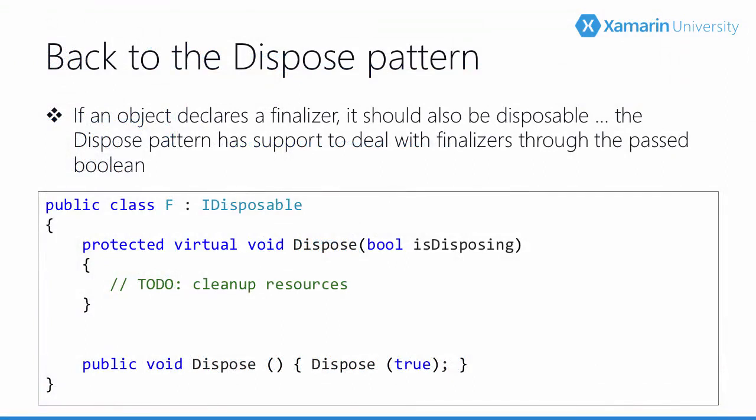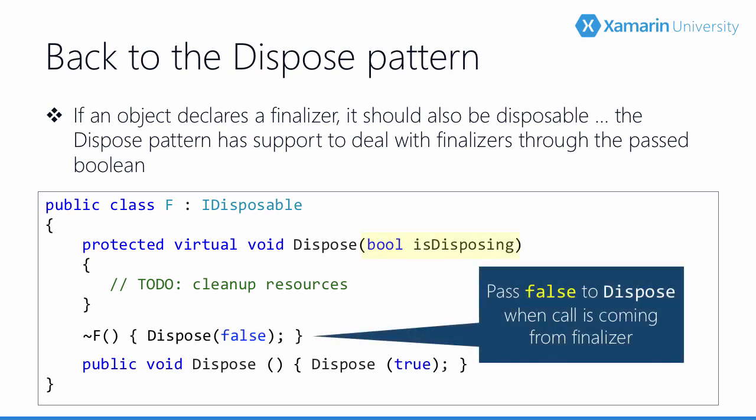Now, finalizers actually affect the dispose pattern. Remember, we had this dispose pattern where we had a virtual method called dispose that takes a Boolean. You might be asking, why in the world did we pass this Boolean? It seemed like the only time we did anything with it was when we call dispose, we pass in true. Well, the pattern was designed from the very beginning to take into account finalizers. So when we add a finalizer into our type, we're also going to call that same dispose override, but instead of passing true, we're going to pass false.